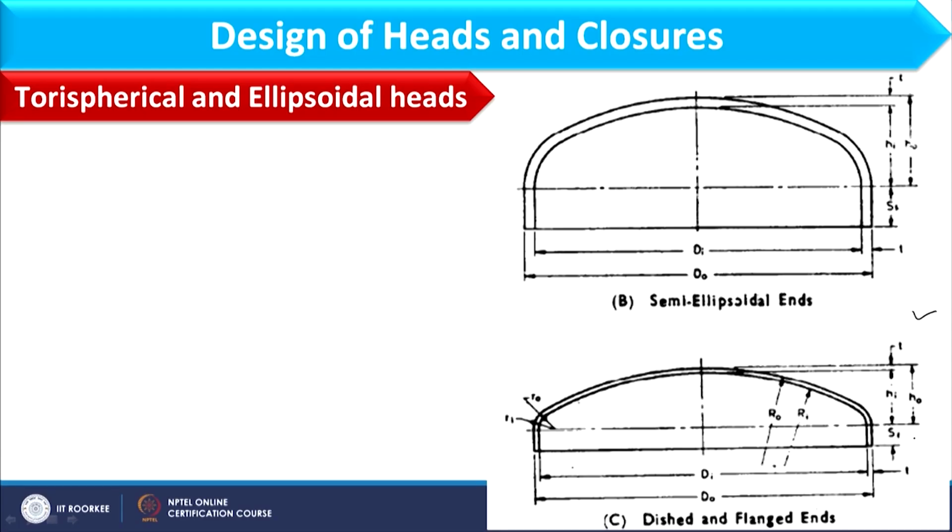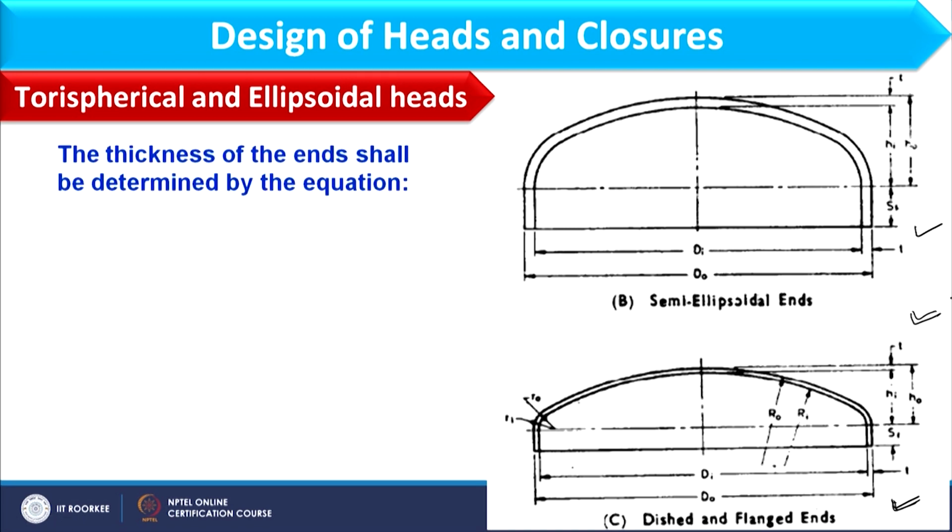So, you see this image where this figure is of a torispherical head and this figure is of an ellipsoidal head. Both heads are basically dished heads. However, in the ellipsoidal head we have more curved part in comparison to torispherical heads, and these two heads are designed using the same expression as these are dished heads.